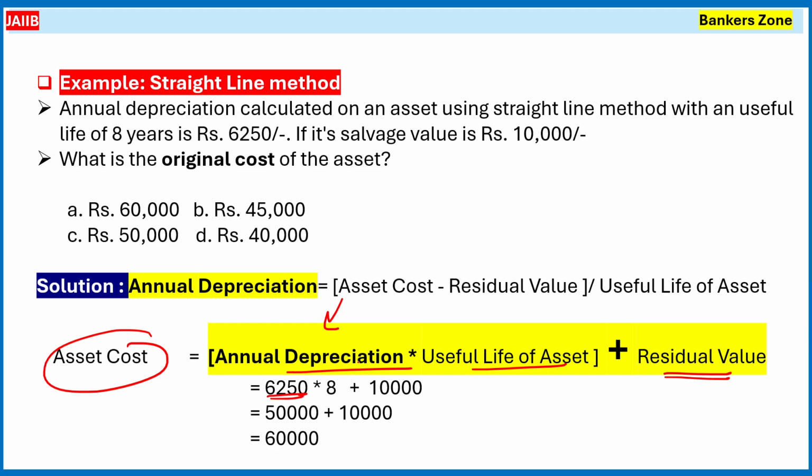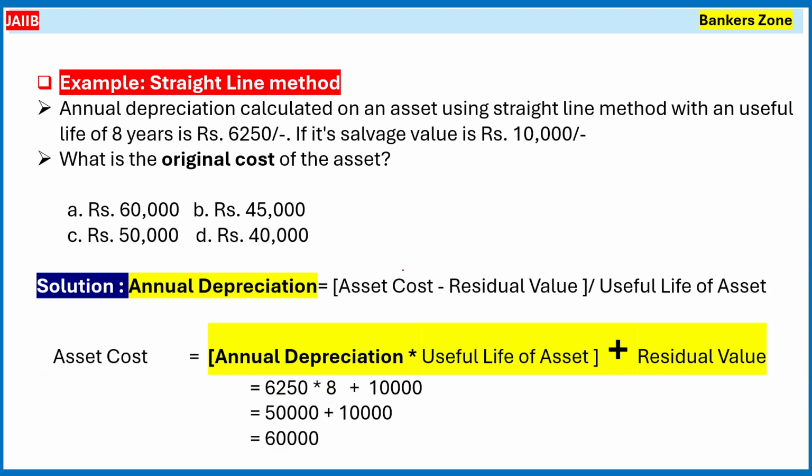So 6250 is the depreciation they have given, right? Multiply with the number of years, 8, plus the residual value they have given, 10,000. So simply 6250 into 8 is 50,000, plus 10,000. You will get 60,000 as your answer. So option A is correct. Right? So in that way you have to go.